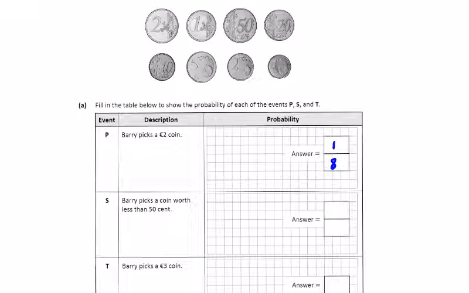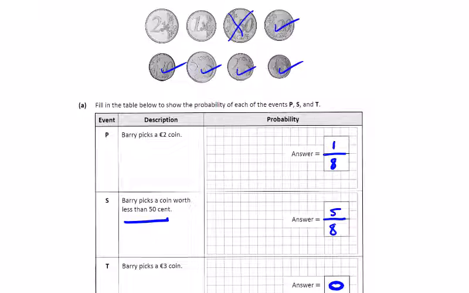Then he picks a coin worth less than 50 cents. Well, less than 50 cents is not that one. It's that one and the 4 below. So there's 5 of them below 50 cents. So 5 over 8. And the fraction line is given to you here. You don't even have to draw it. And then Barry picks a €3 coin, which there is no fraction involved. It's impossible.